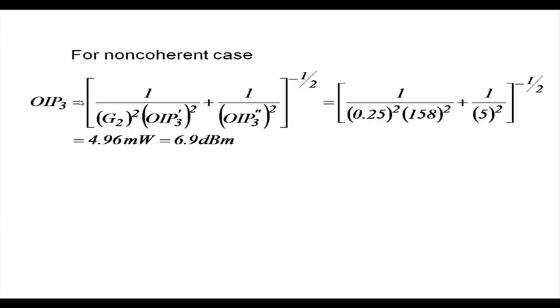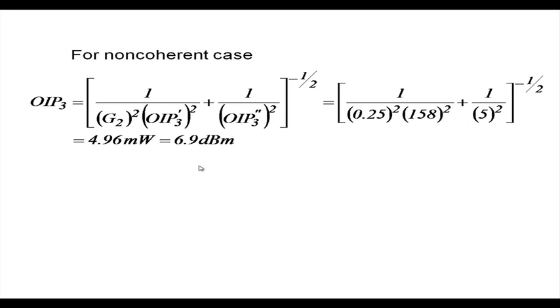In case of non-coherent, the expression will be 1 by G2 square into OIP3 prime square plus 1 by OIP3 double prime square, and root of that. If you put the values, it comes out to be 4.96 milliwatt, and 6.9 dBm correspond to these values.